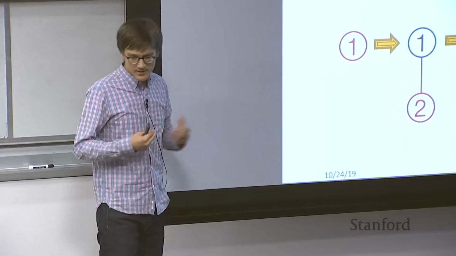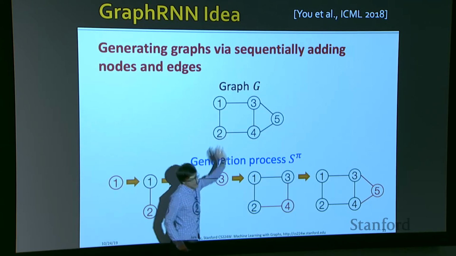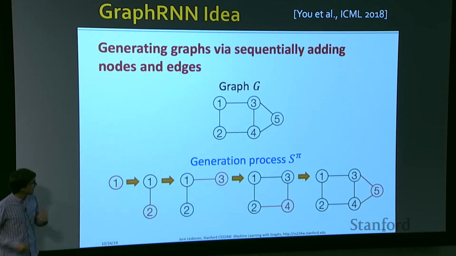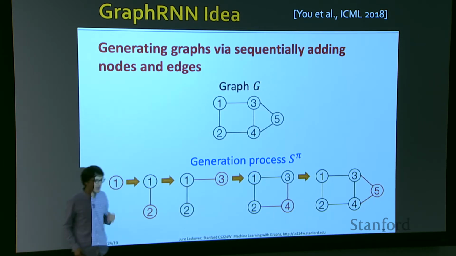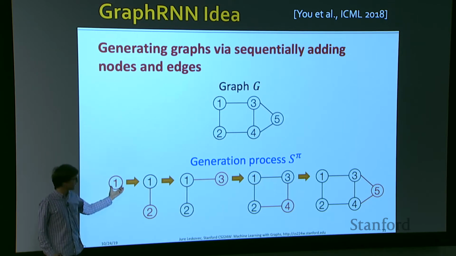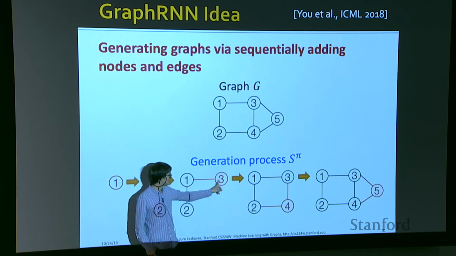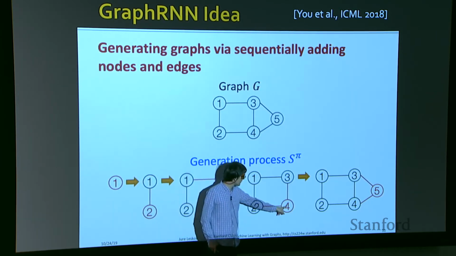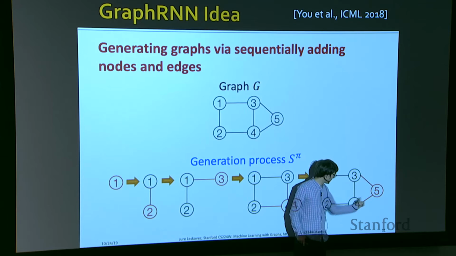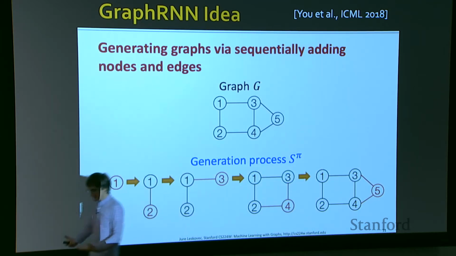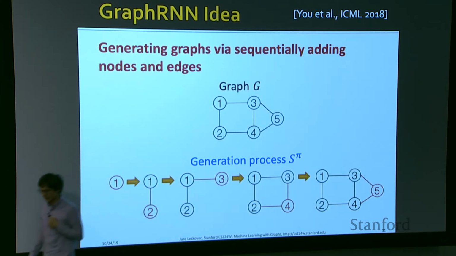So here is how we will do this. If I have a graph, and let's say the nodes are numbered in some way, I would like to write out the generative process, which I will call S, for this graph. To generate that graph, I start with node 1, then node 2 comes and it connects to node 1, then node 3 comes, it connects to node 1, then node 4 comes, I have to connect it to 2 and 3, and then 5 comes, connect it to 3 and 4, and I'm done. Okay, so that's the recipe to draw a graph. So we'd like to learn this sequential recipe.